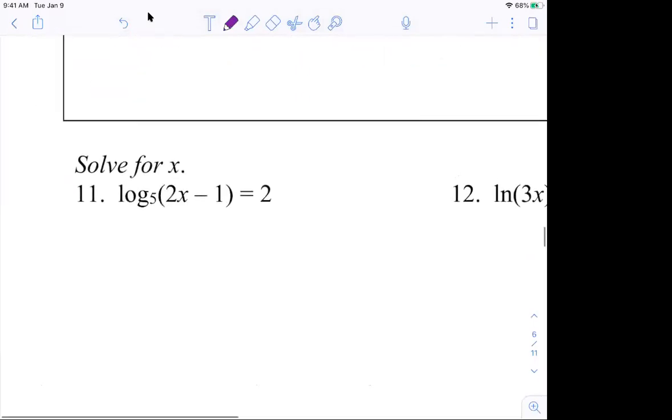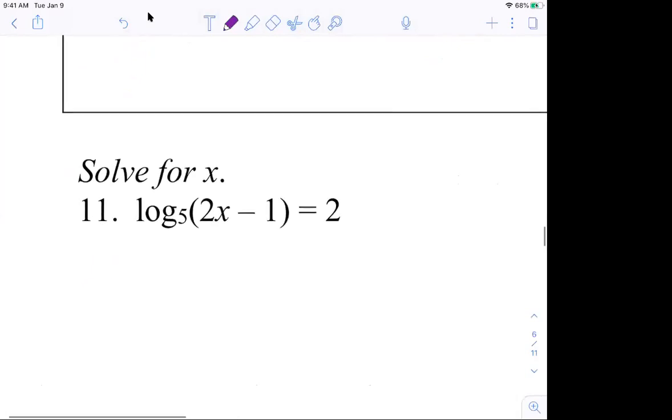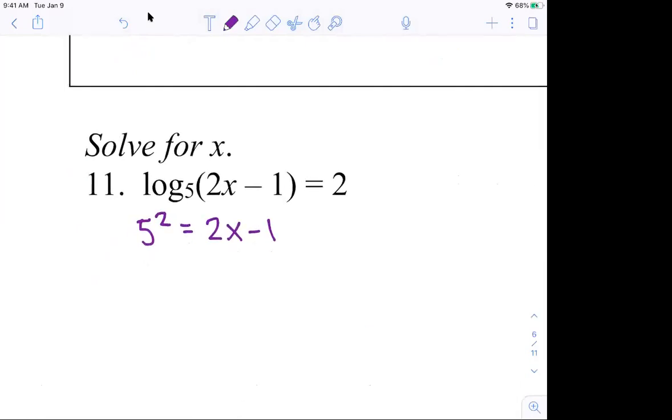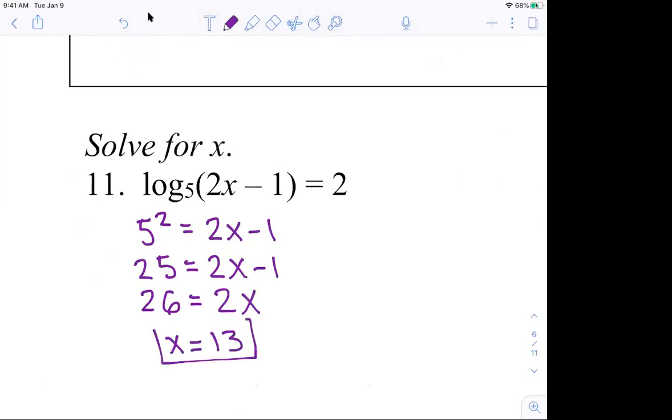So notice there is one log here and I'm stuck. So I'm going to turn it into exponential. So 5 to the 2nd power is equal to 2x minus 1. I'm going to do 5 squared right away. So 5 squared is 25. Then I'm going to add 1 to both sides. That gives me 26. I'm going to divide both sides by 2, and x is 13.